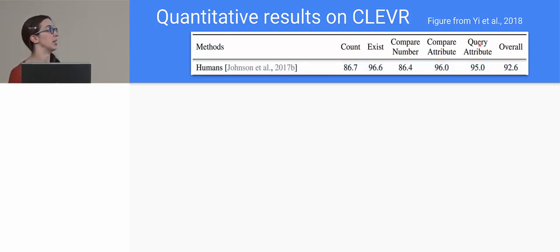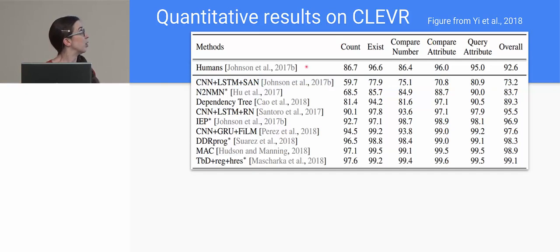And this is how humans perform on this task. So overall, we get about 92% of these questions right. You can see that some of them are worded a little bit confusingly, so it's not surprising that we don't get 100%. But let's compare that to some machine models.